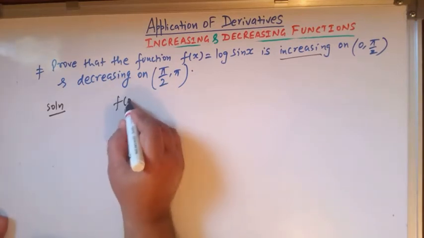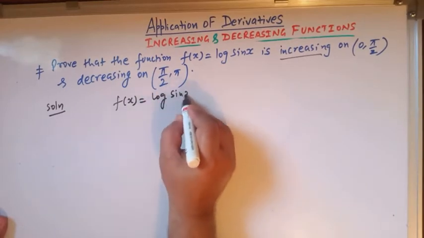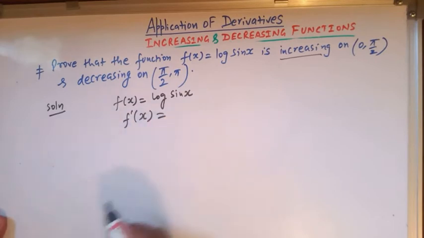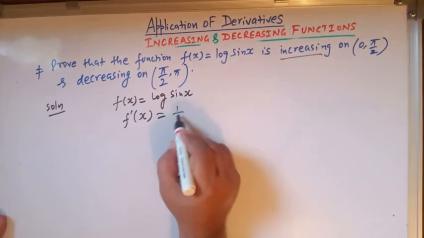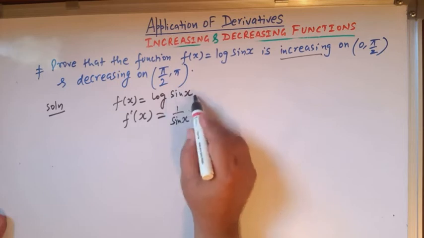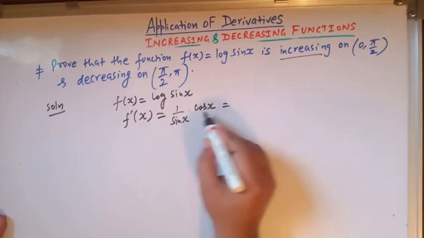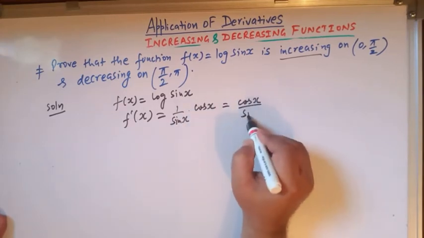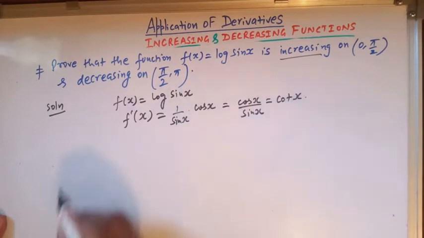Now here we have f(x) is equal to log of sin x. Now let us find the derivative of f. Clear? So f dash x is equal to the derivative of log sin x, which is 1 over sin x, times the derivative of sin x, which is cos x. Clear? So here we have cos x over sin x, that is cot x. Clear?